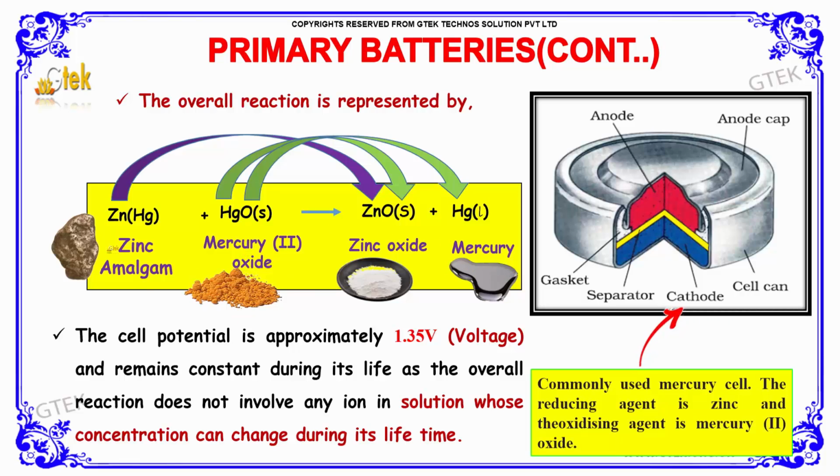So this is how it will be. You can see it here. The cell potential is approximately 1.35 volts and it remains constant during its life, as the overall reaction does not involve any ion in solution whose concentration can change during its lifetime.